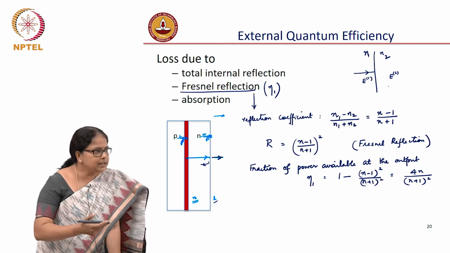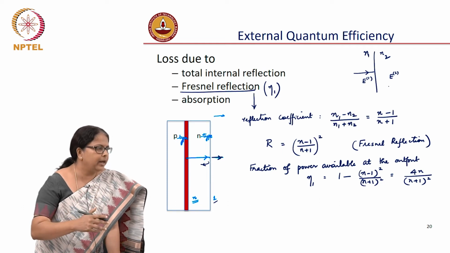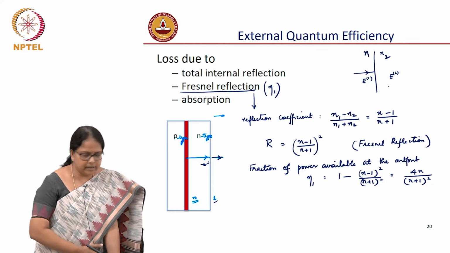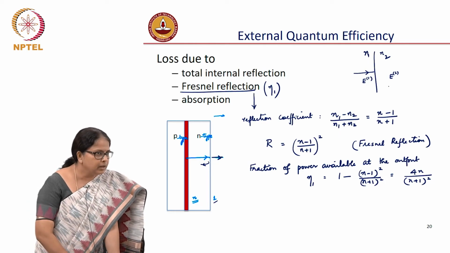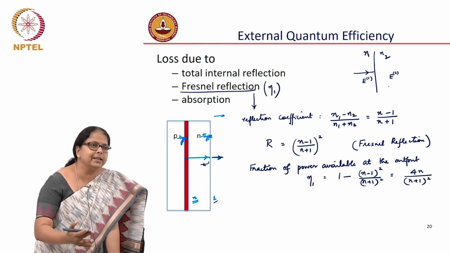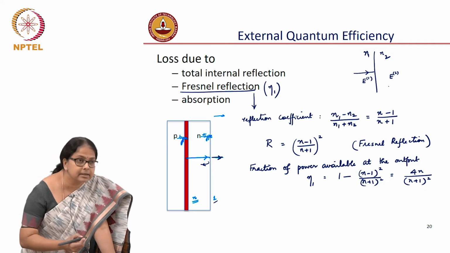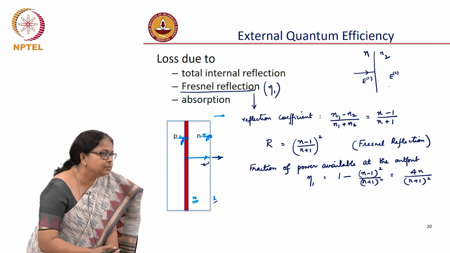The question to ask is, is this large, is this small? Ideally you want this to be 1 or 100%, but it is definitely not 1 because it is 4n by (n plus 1) the whole square. So, the question is, what is it for practical devices? So, let us say a typical semiconductor material. What is a typical semiconductor material now?